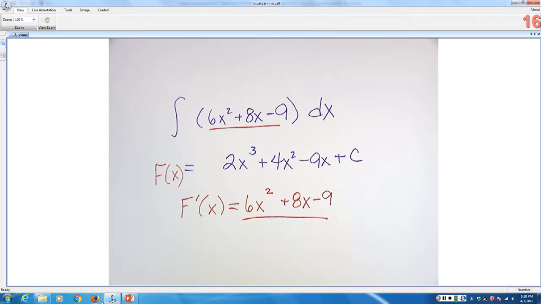So you can go backwards, but you can also take what you get when you get there and check to make sure that you went backwards the right way.